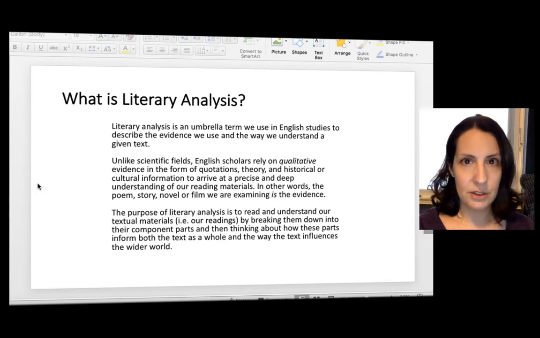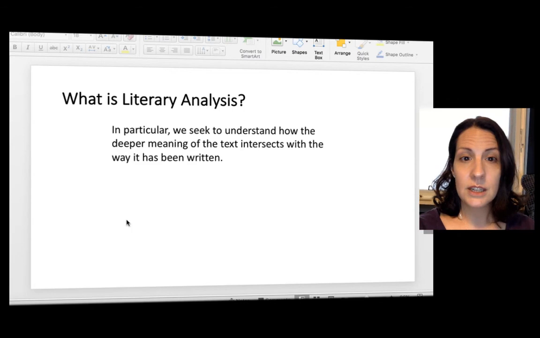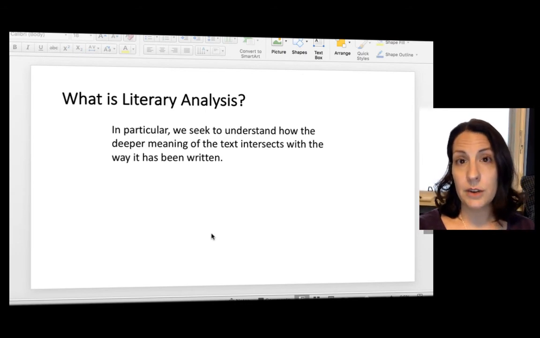So, the purpose of literary analysis is to read and understand our textual material, that is, our weekly reading, by breaking down the reading into its component parts and then thinking about how those parts inform both the text as a whole and also the way in which this text functions within the wider world into which it's been published. So, in particular, in literary analysis, we seek to understand how the deeper meaning of the text intersects with the way in which it's been written.